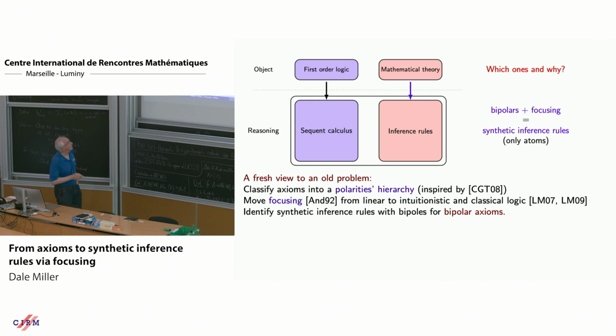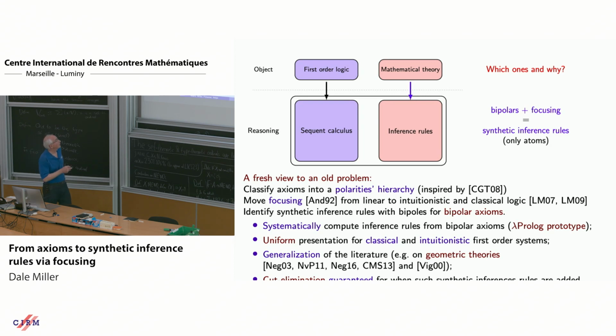Right, so this is what I mentioned in the very beginning. We'll classify formulas, axioms in particular, the ones up here, as being part of a hierarchy of polarities. And then we'll use this notion of focusing to polarize some of those, to turn some of those polarized axioms into inference rules. The approach I'll be presenting is systematic in the sense that it's actually computational. And in the published paper, we even have a program that shows how to build synthetic rules from axioms. It's uniform in the sense that at least it works for first-order and classical logic, the same method. It generalizes things that are already in the literature. And we get cut elimination guaranteed for the synthetic rules we add. So you follow this framework and you get cut elimination for free.